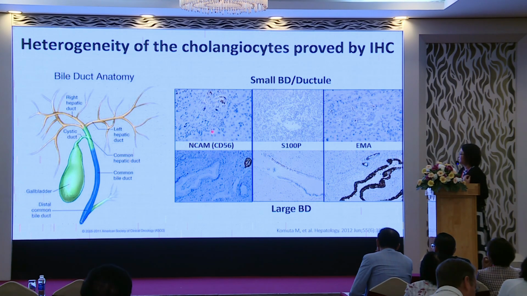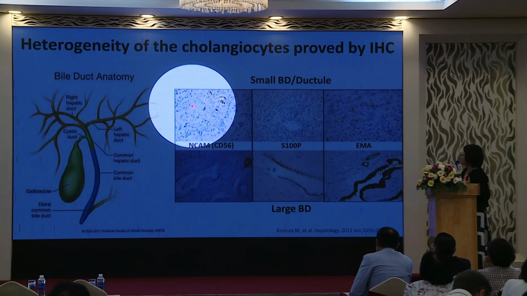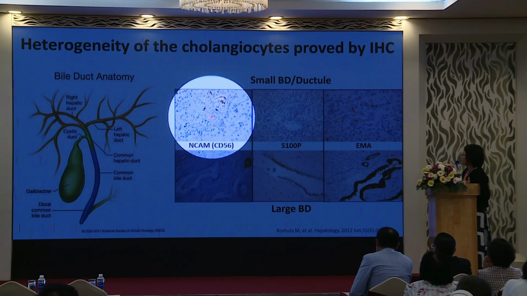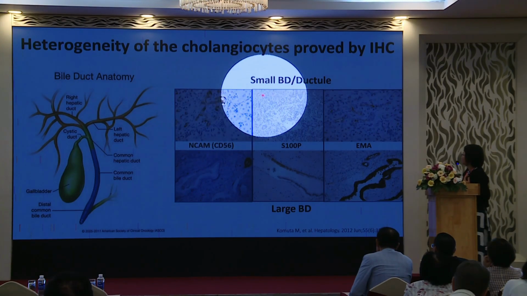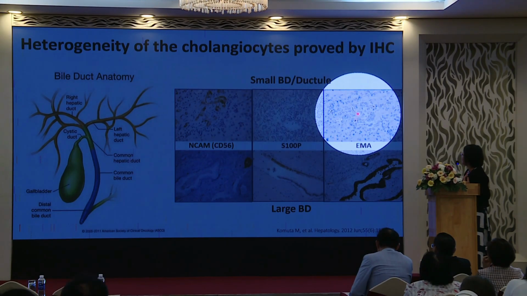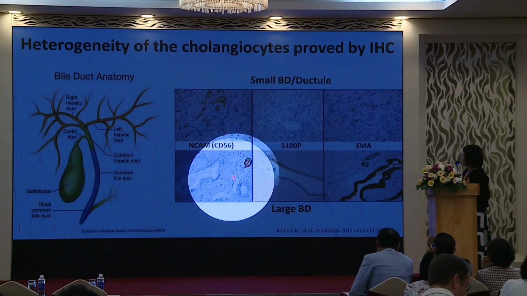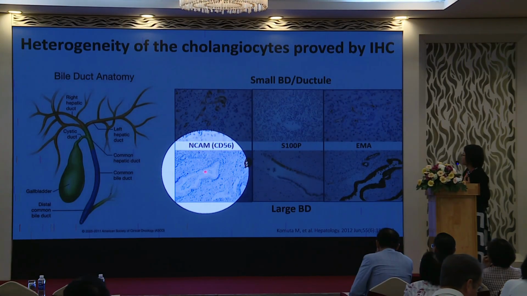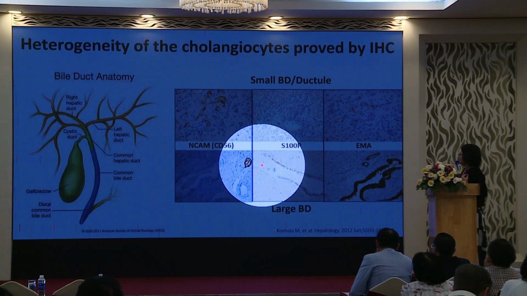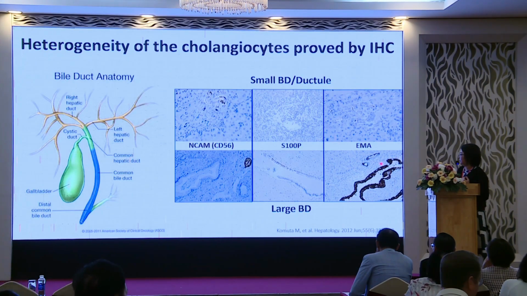So the different cholangiocyte phenotype can also be seen by using immunohistochemistry, as you can see here. The small bile duct is usually shown positive by CD56, but negative for S100P, and EMA shows an apical staining pattern. In contrast, large bile duct shows CD56 negative and S100P positive, and EMA shows strongly positive.